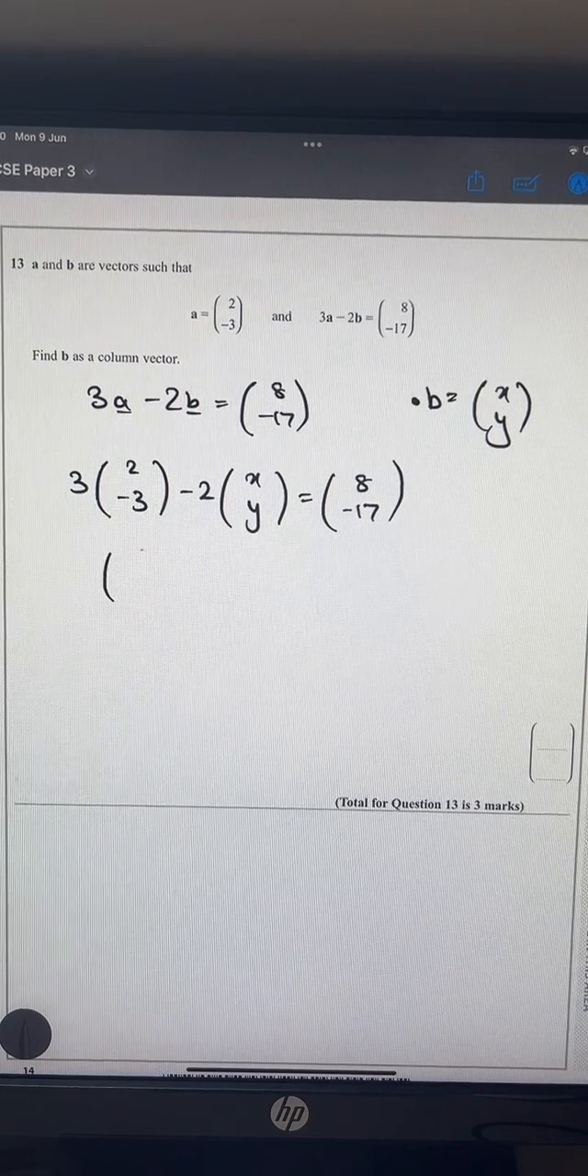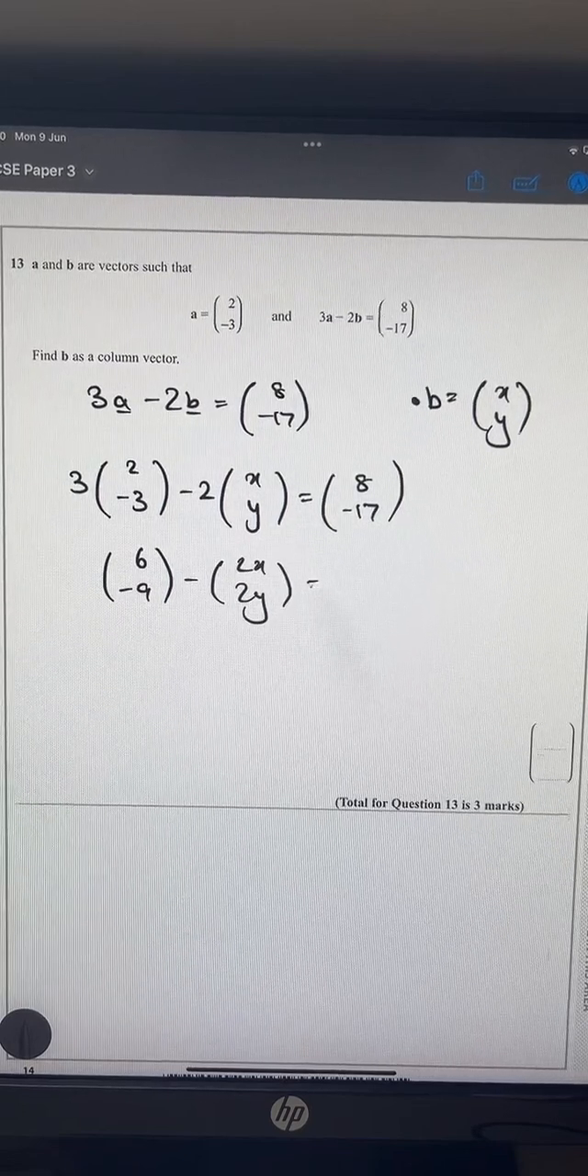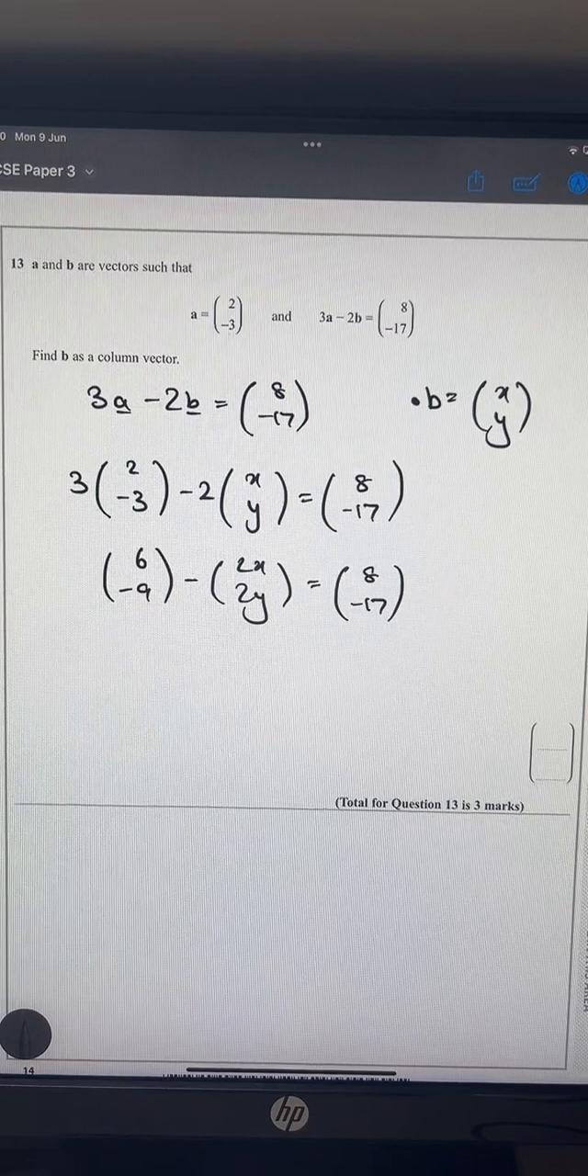So 3 times 2 is 6, 3 times minus 3 is minus 9, minus 2 lots of x and 2 lots of y. That's equal to 8, minus 17. Don't mix up your negative signs. Here I've just multiplied through by 2 and the negative sign is still out there, alright? So now I've just got 2 equations, my top and my bottom equations, and I can solve them separately.